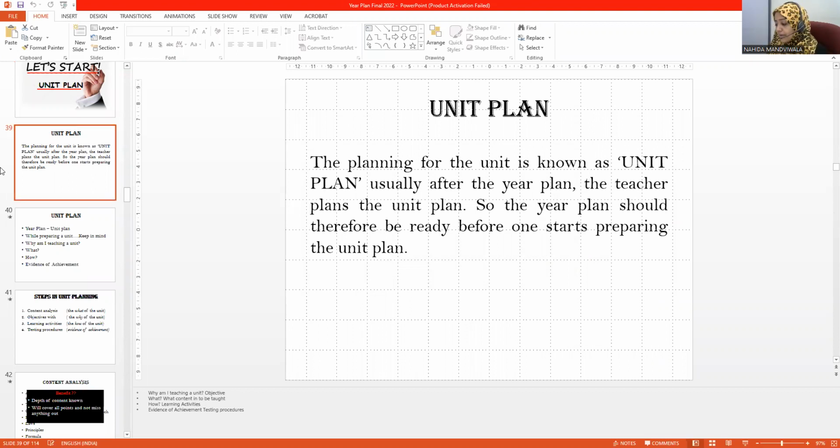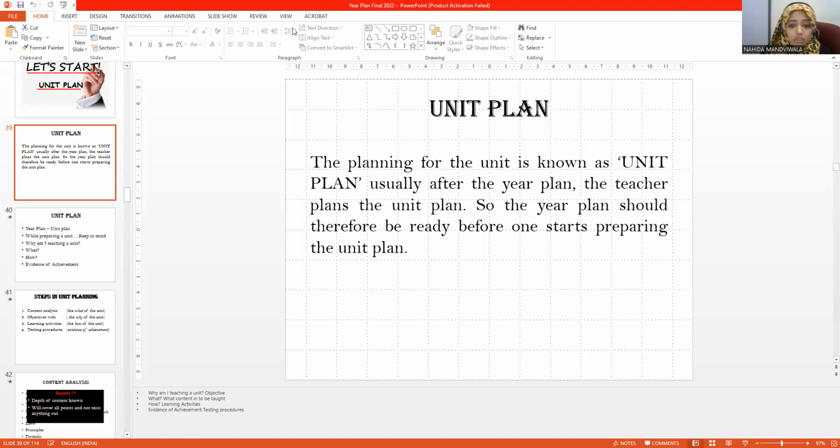So what is a unit plan? Unit plan is nothing but the planning of a particular unit. Now you have anywhere between 5 to 12 units that you have planned in a particular year. In each unit you have kept at least 2 to a maximum of 7 chapters. Now you pick up any one unit, and whatever chapters are there inside that particular unit, you will have to plan for that.